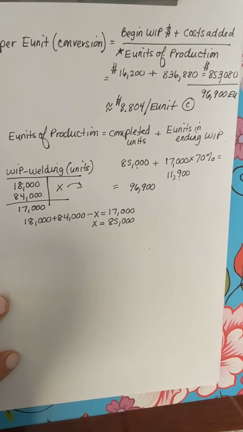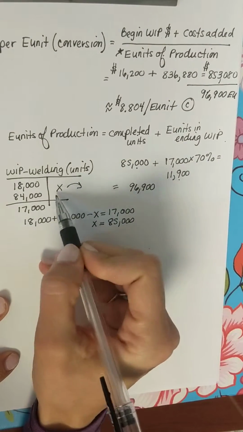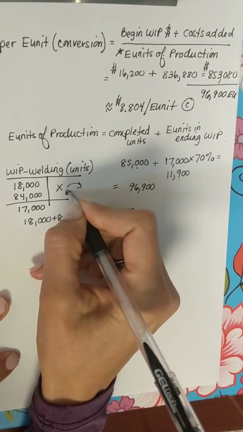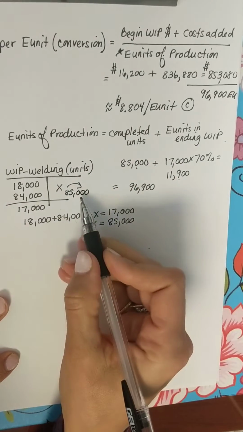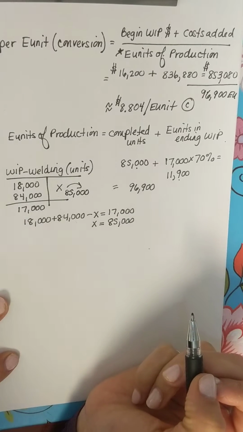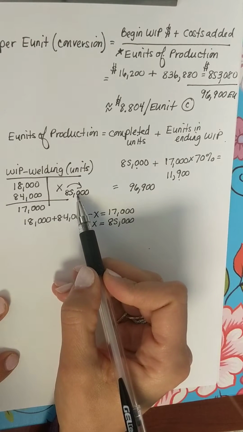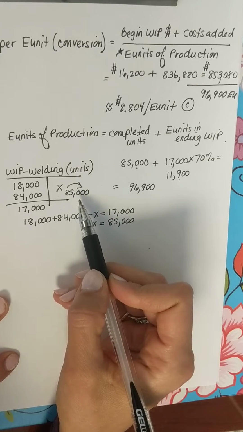Follow-up practice question number 1: how much cost should be assigned to units transferred to the next department? So these 85,000, I'm going to write that in, 85,000 completed units. If they're completed, that means they're complete with respect to conversion as well as direct materials. So these 85,000 completed units, how much cost am I going to assign to them?